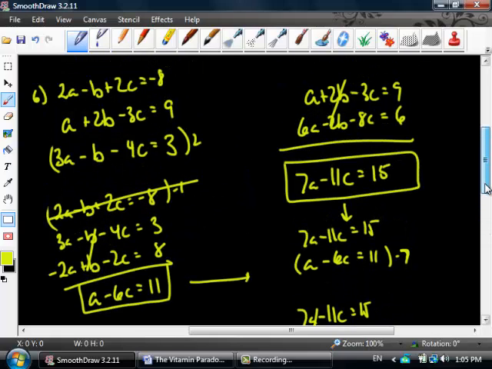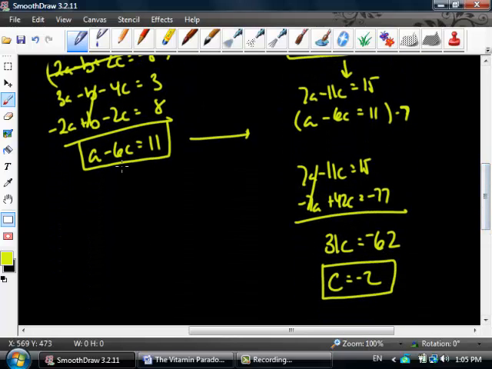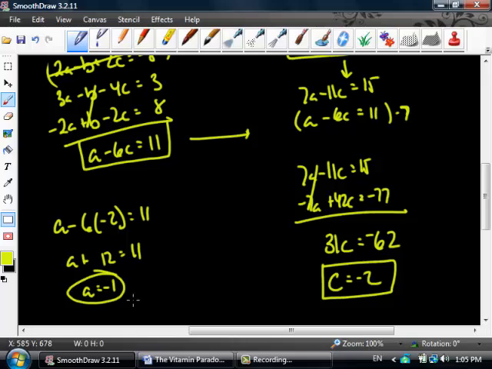Let's pump it back into one of these original ones. I'm going to choose A, the left side one. A minus 6 times negative 2 equals 11. A plus 12 equals 11. A equals negative 1. Raise your hands if you've got A equals negative 1. Hands up for A equals negative 1. Aaron? No? Uh-oh.